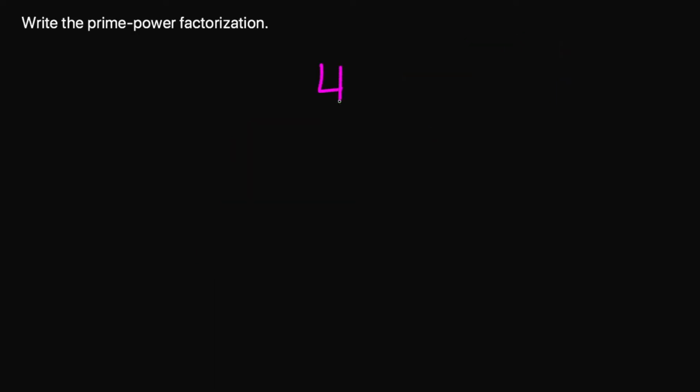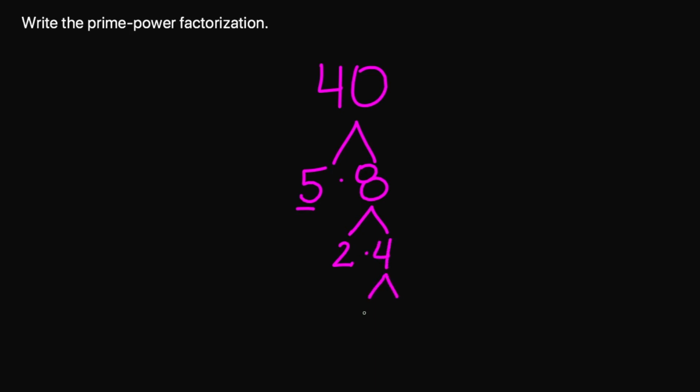Let's look at the number 40. So I can factor my 40 into 5 times 8. I cannot factor my 5 anymore, but I can factor this 8 into 2 times 4, and I can factor this 4 into 2 times 2. Okay, so now I have prime numbers left. So my prime power factorization is going to be 2 to the 3rd power times 5.